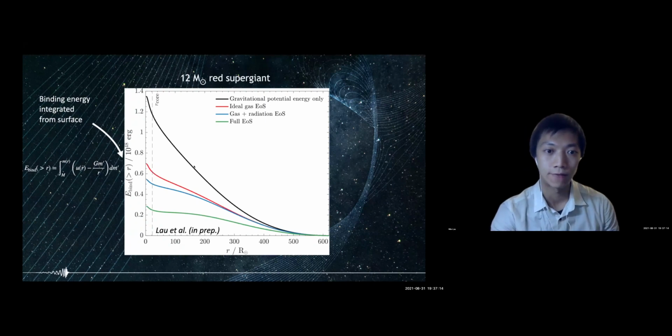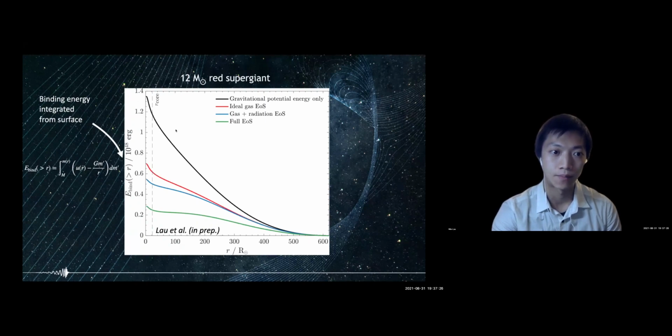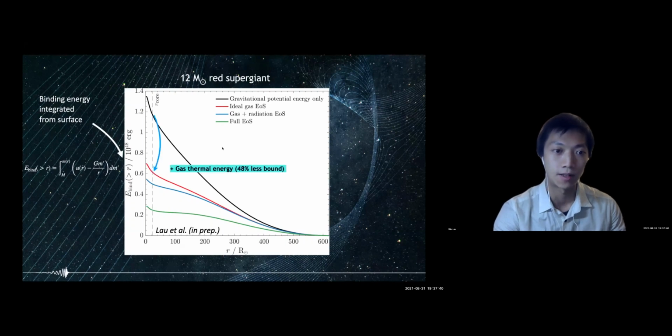And I'm plotting these different lines here with different contributions to the internal energy. The black line here just includes the gravitational potential energy, but the colored lines calculate the internal energy assuming different equations of state. So if I just assume an ideal gas, I have this red line here. The interpretation is that the addition of this gas thermal energy could make the envelope less bound if it's fully used. And in the blue line, I use a gas plus radiation equation of state.